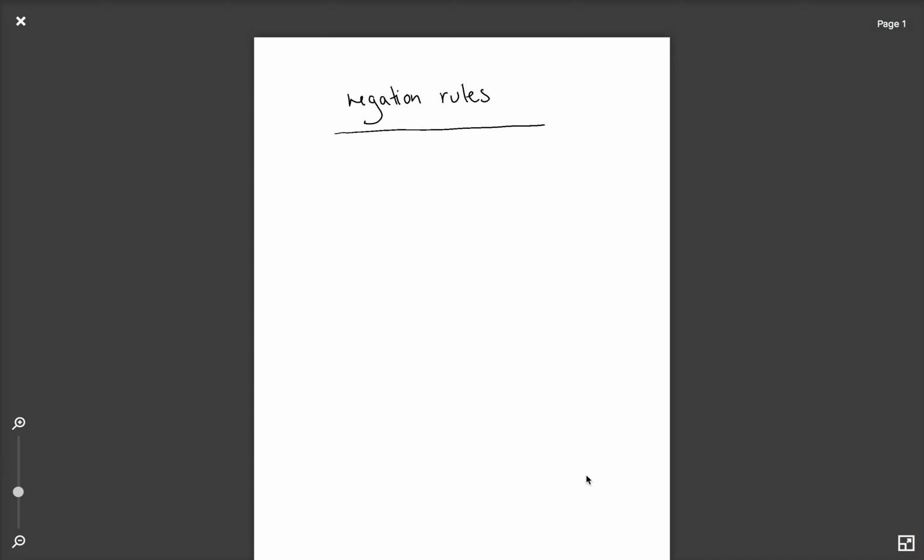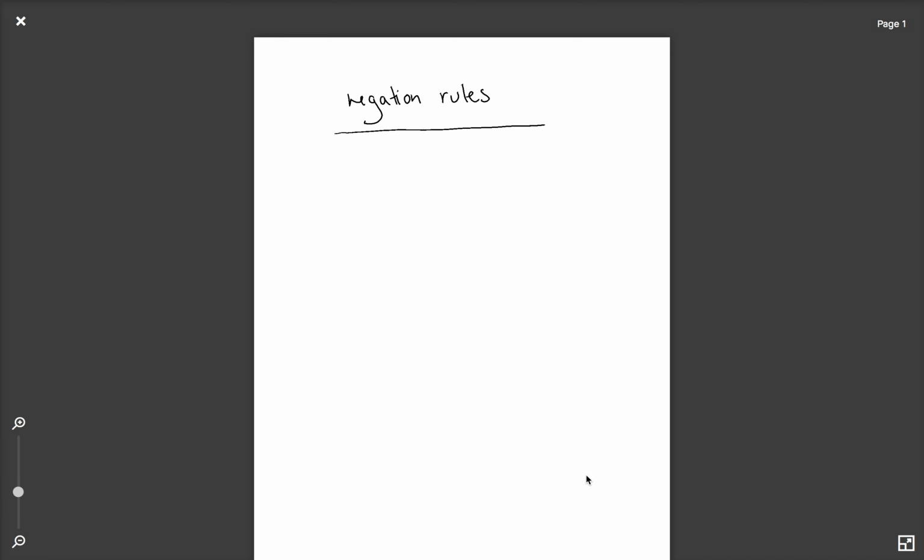Okay, so at this point, you should be doing pretty well. You should be very comfortable with all of the rules so far. And now I'm just going to go over the final 4 rules, the rules that involve negations and contradictions. These can be confusing for people.